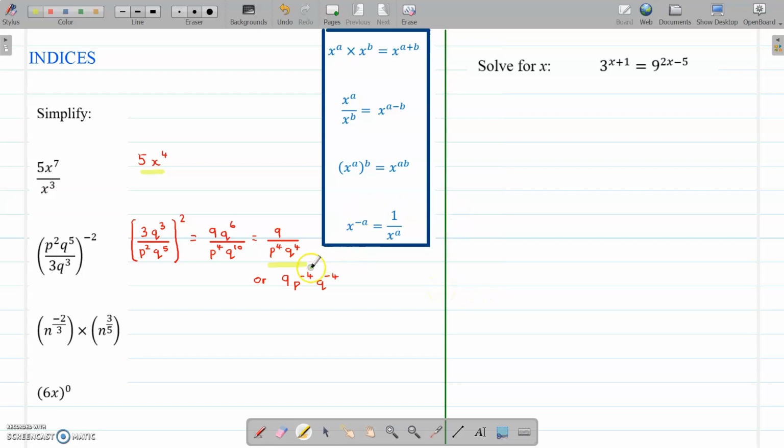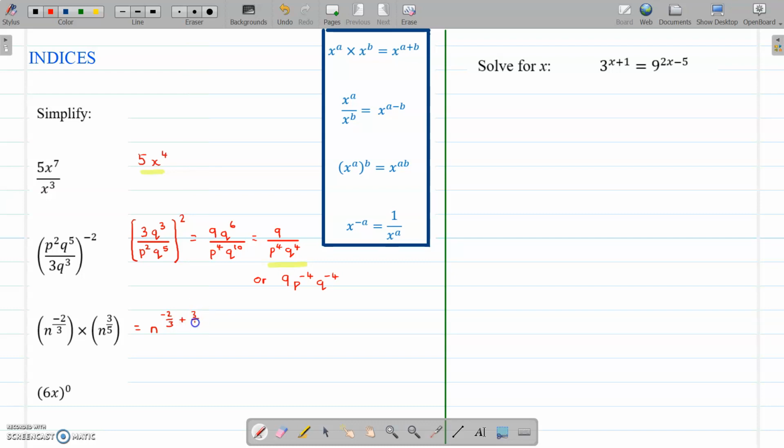All right, now the next one is concerning a multiplication where you have a base of n and a power as a fraction and another fraction. Okay, but we apply the same rule, and it's basically this one at the top here. All right, so we're adding together the two powers. So this is equal to n to a single power of negative 2/3, okay, plus 3/5.